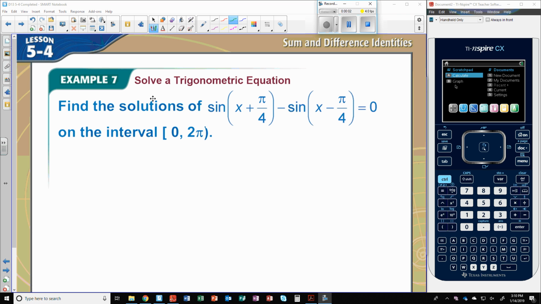All right, let's put this together and solve. It says find the solutions of sine of x plus pi over 4 minus sine of x minus pi over 4 equals 0 on the interval 0 to 2 pi. All right, so this is a sum identity here.